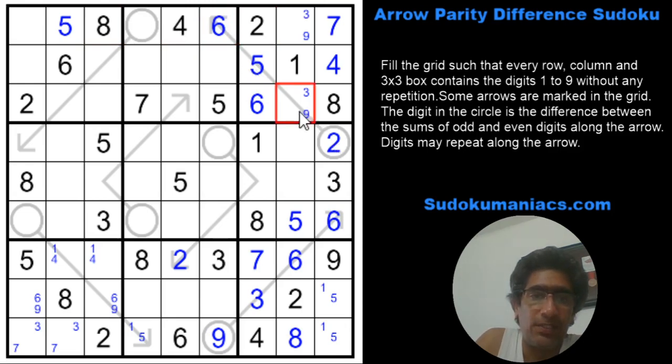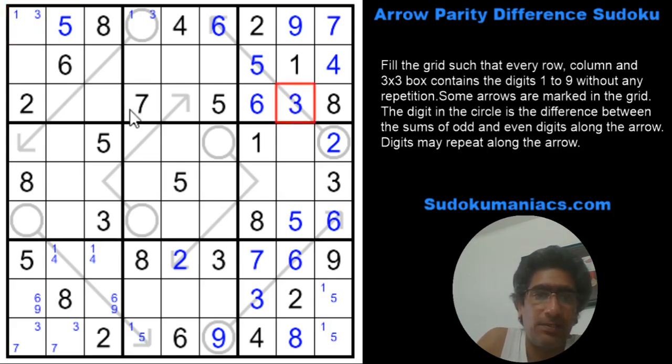And now if this was a 9, 9 plus 5 is 14, 14 minus 6 would make this an 8, which is not possible. So that has to be a 3 and a 9, because 3 plus 5 is 8, minus 6 gives me a 2. We fulfill the constraint. Good enough? 1, 3, 1, 3.